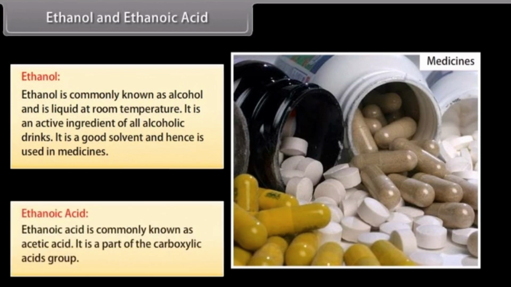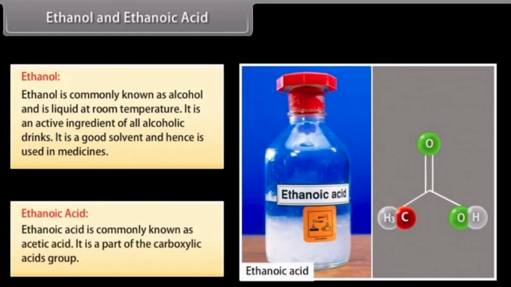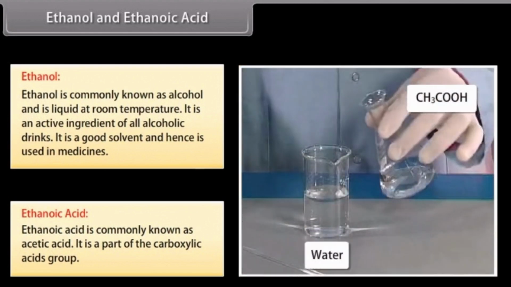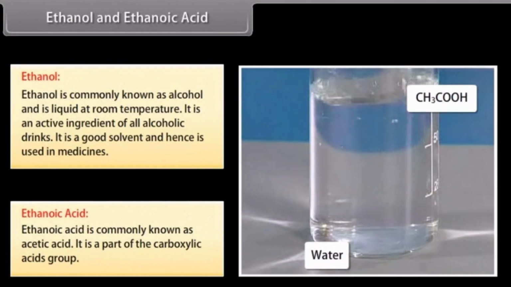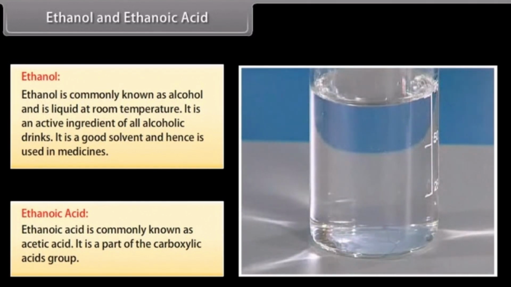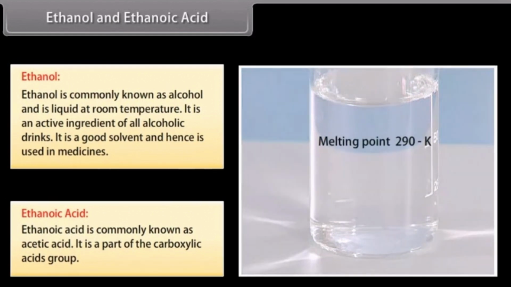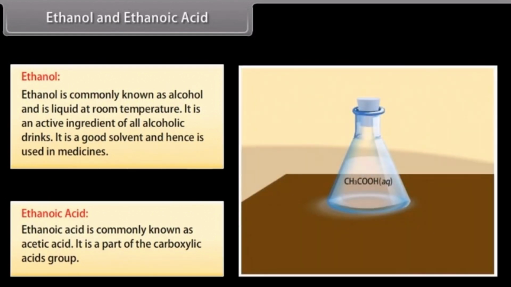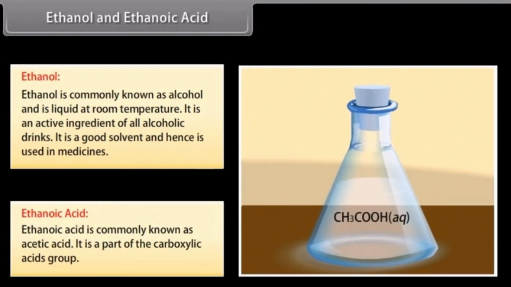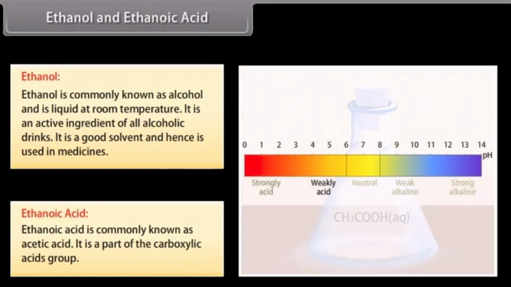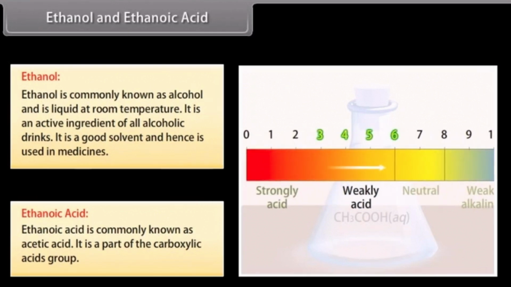Ethanoic acid. Ethanoic acid is commonly known as acetic acid. It is a part of the carboxylic acids group. When a 5 to 8% solution of acetic acid is mixed in water, it forms a substance called vinegar. The melting point of pure ethanoic acid is 290 Kelvin. Because of this property, it freezes during winter and hence is also known as glacial acetic acid. Carboxylic acids are characterized by special acidity. However, as carboxylic acids are not fully ionized, they are weak acids.